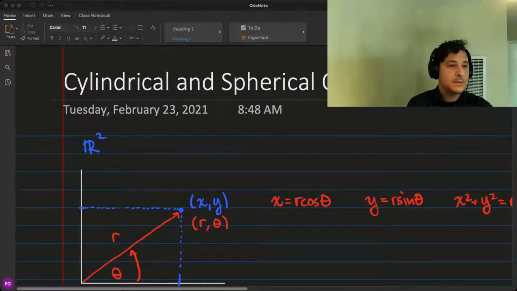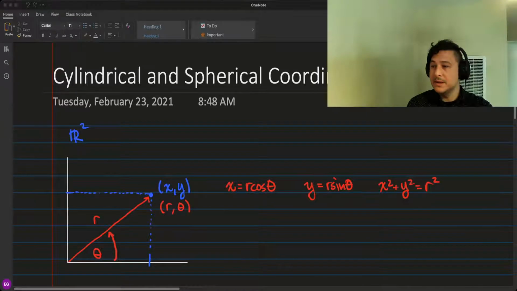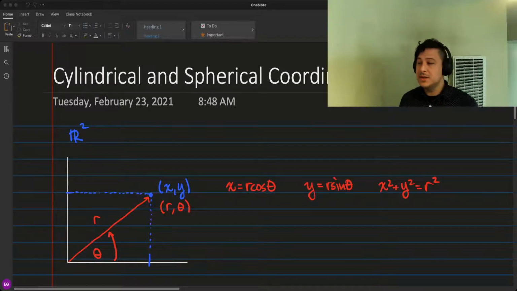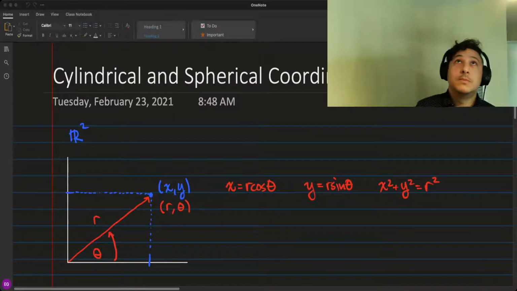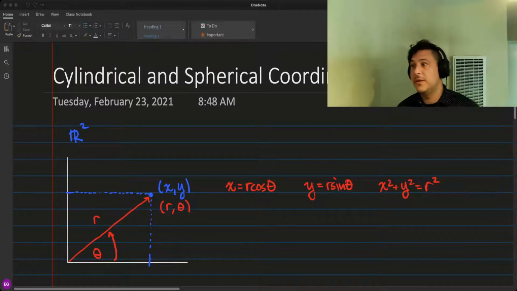So let's pick up where we left off last time. We were talking about cylindrical and spherical coordinates. First of all, let's remind ourselves of polar coordinates in R2. Instead of an xy point, you have an r theta point.